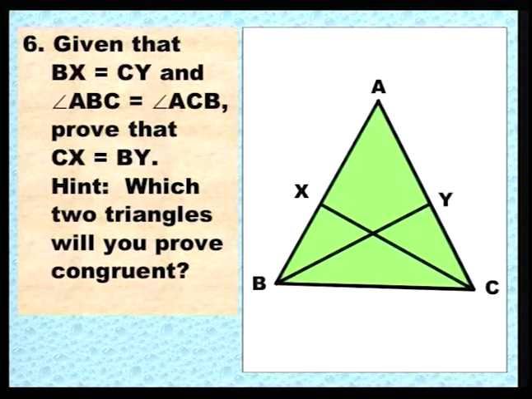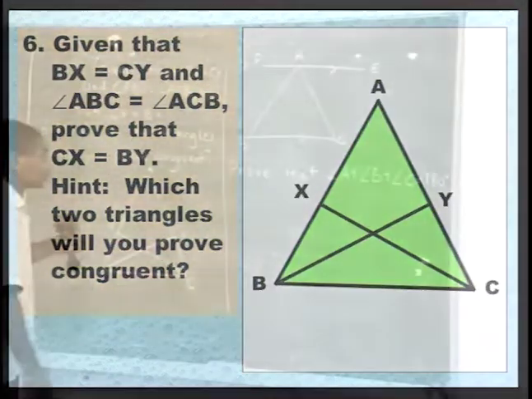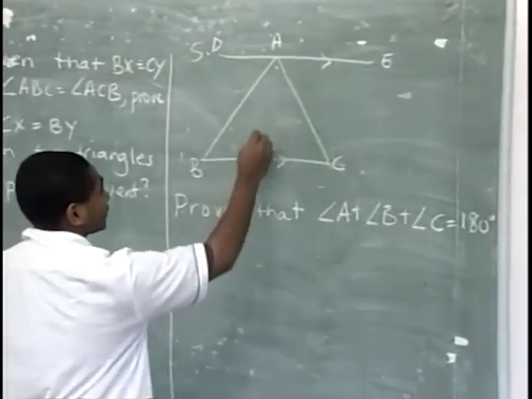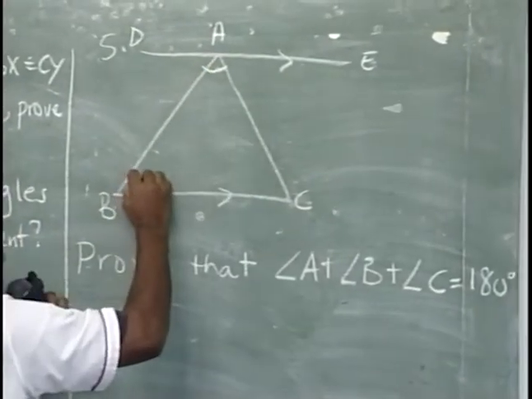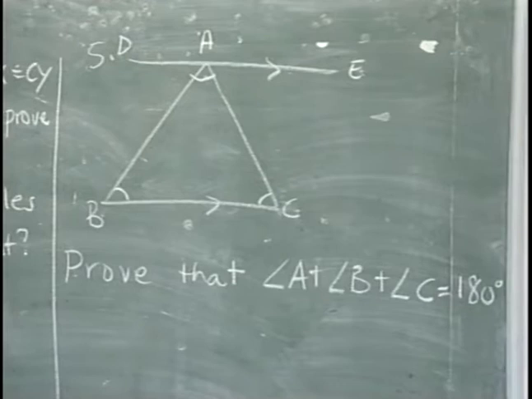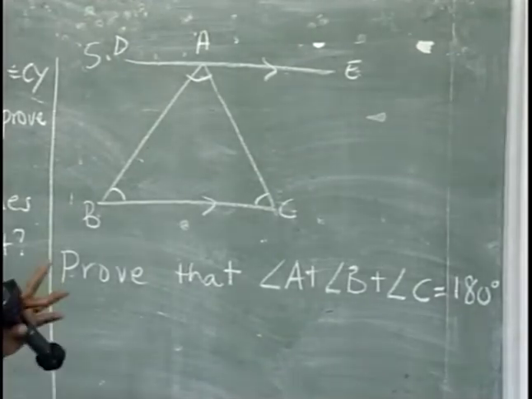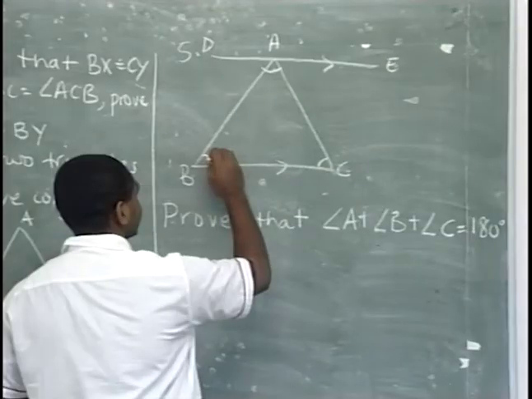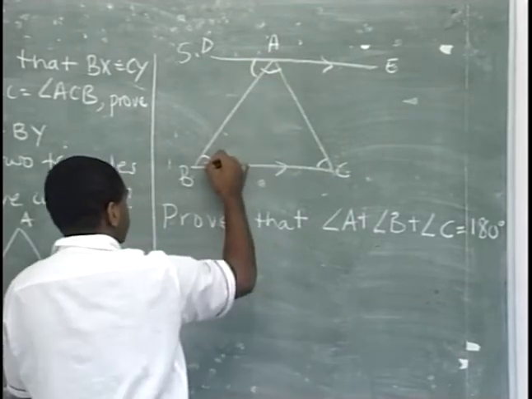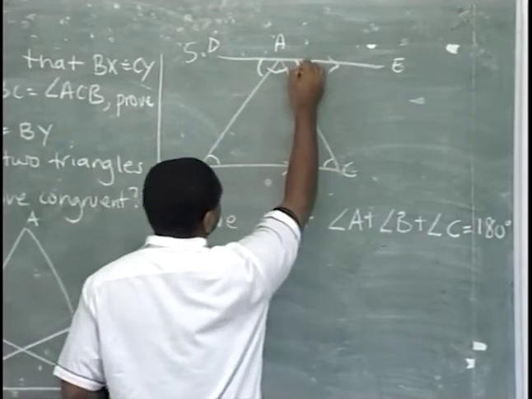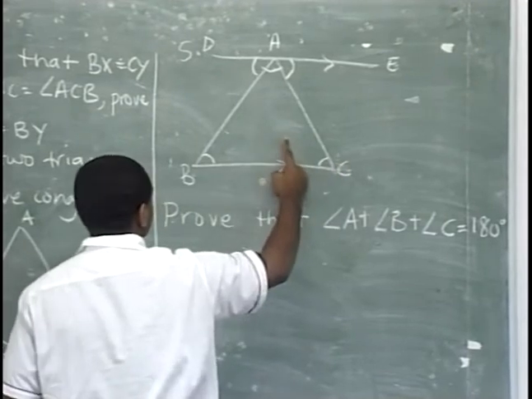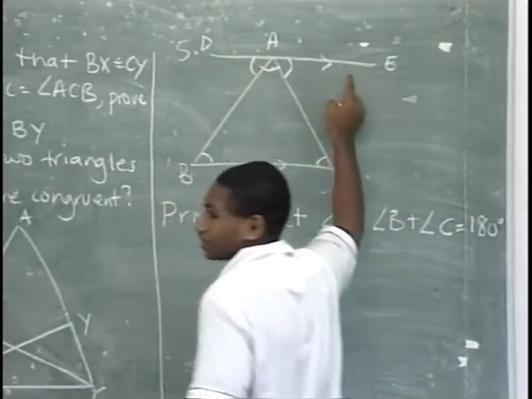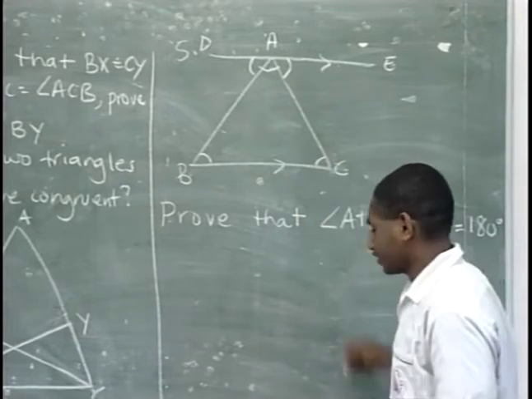Okay, Siegfried, come and do number 5. This is angle A, angle B, and angle C. If you guys can see that this angle here is the alternate of angle B, and this angle here is the alternate of angle C. So when you add them, this is a straight line, so when you add them, you get 180 degrees.